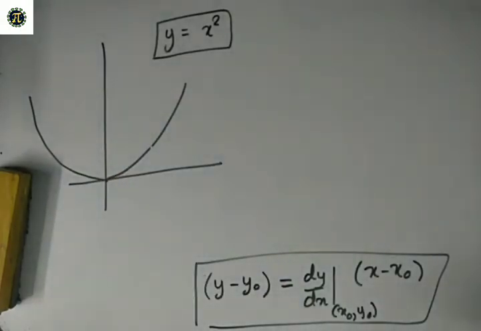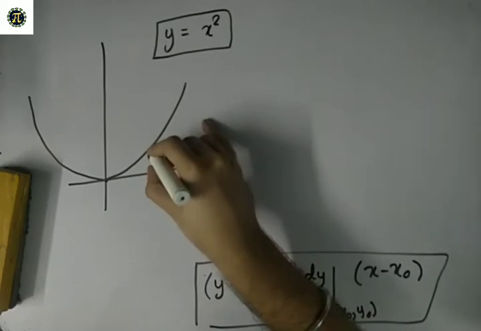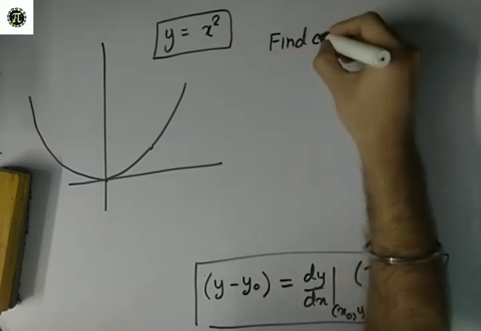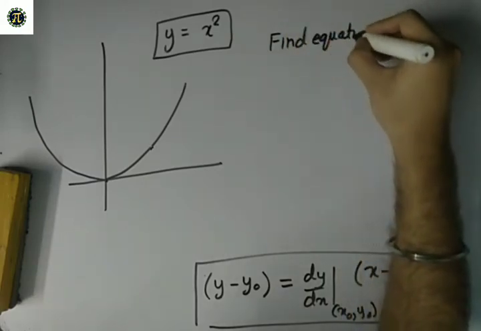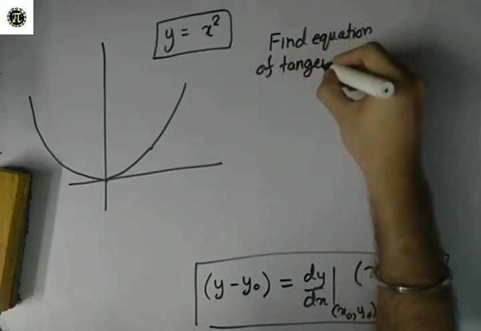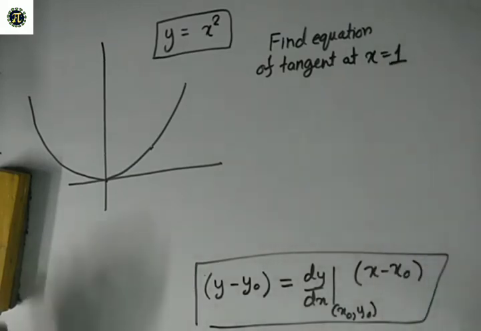And what we want to do is differentiate this, and find the equation of the tangent at x is equal to 1. Find the equation of the tangent at x is equal to 1. Okay.